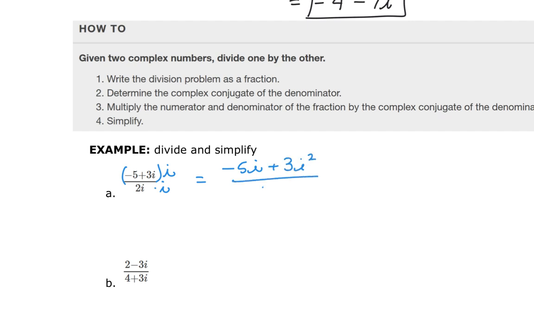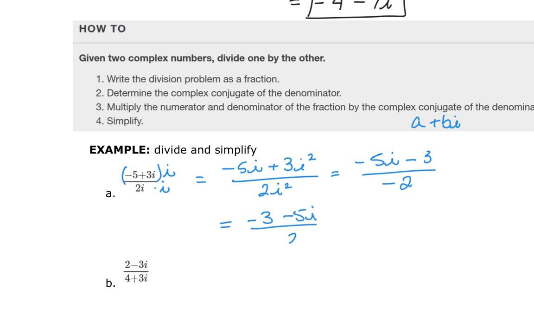In the denominator, I'm going to get 2i squared. In the numerator, this is negative 5i. And I know when I see i squared, it changes the sign, so this is going to be minus 3. And then the denominator, I'm going to have a minus 2. But this is not in the appropriate form. The appropriate form, again, is a plus bi. So I'm going to rewrite this as negative 3 minus 5i all over 2, and then I'm going to distribute the 2 underneath each one of those two terms, which gives me negative 3 over 2 minus 5 over 2i. Now it's in the appropriate form.